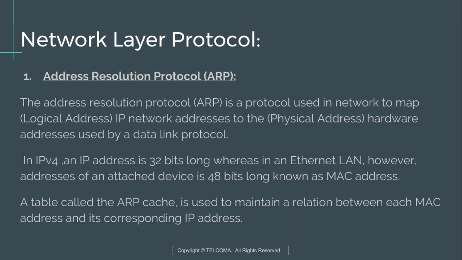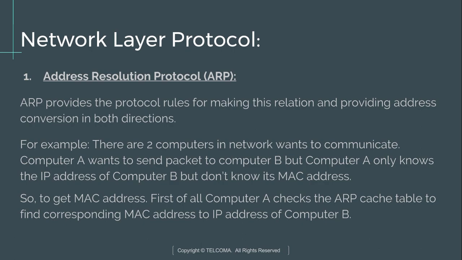In IPv4, an IP address is 32 bits long, whereas in an Ethernet LAN, the address of an attached device is 48 bits long, known as the MAC address. A table called the ARP cache is used to maintain a relation between each MAC address and its corresponding IP address. ARP provides the protocol used for making this relation and providing address conversion in both directions.